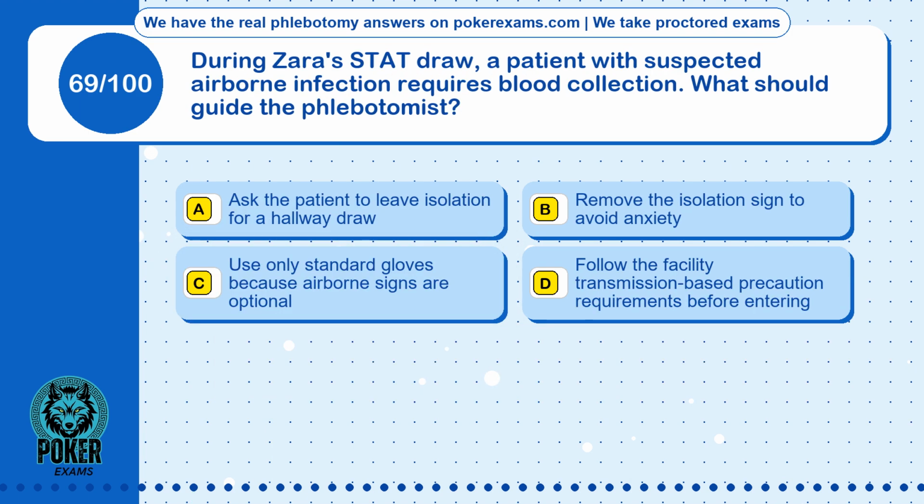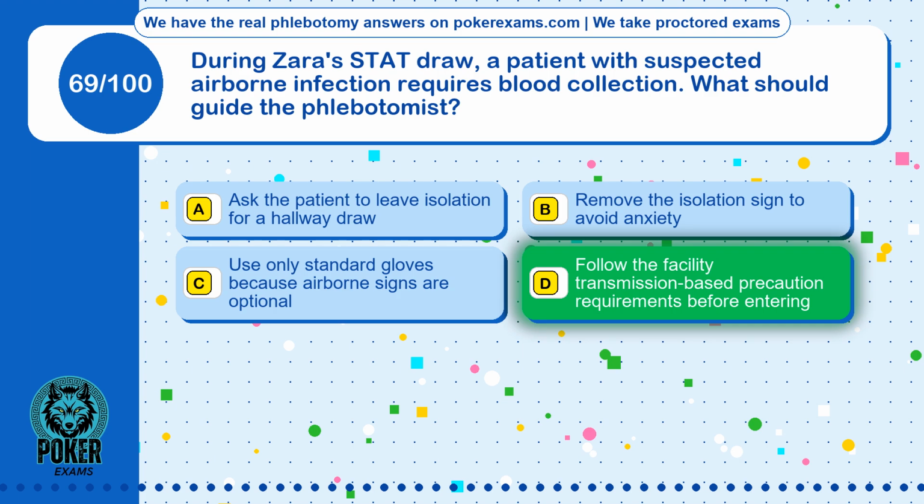Question 69. During a Xarostat draw, a patient with suspected airborne infection requires blood collection. What should guide the phlebotomist? Option A. Ask the patient to leave isolation for a hallway draw. Option B. Remove the isolation sign to avoid anxiety. Option C. Use only standard gloves because airborne signs are optional. Option D. Follow the facility transmission-based precaution requirements before entering.